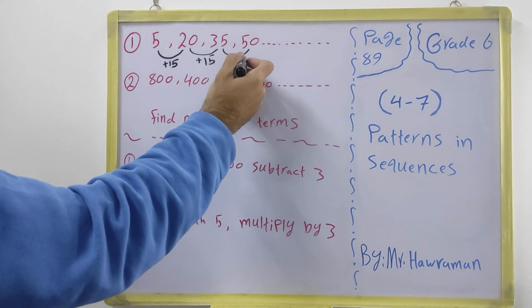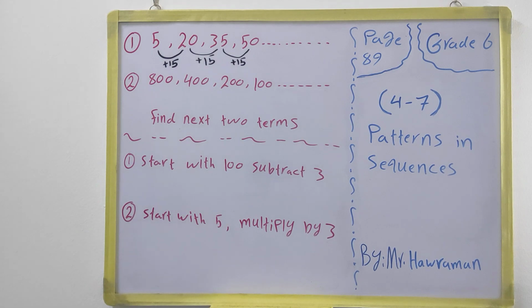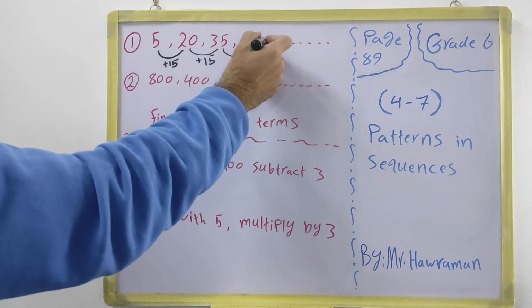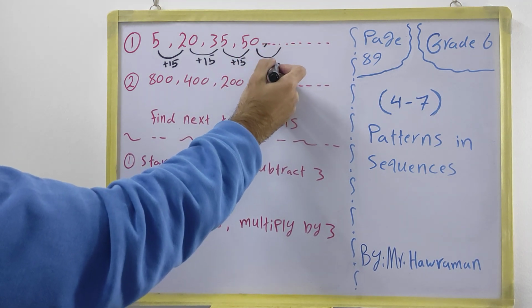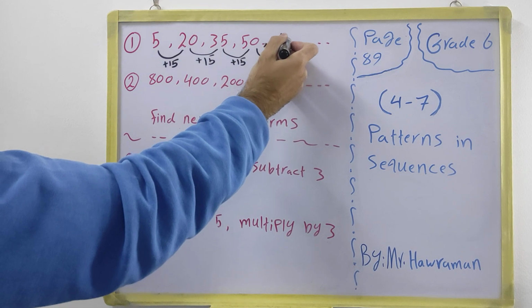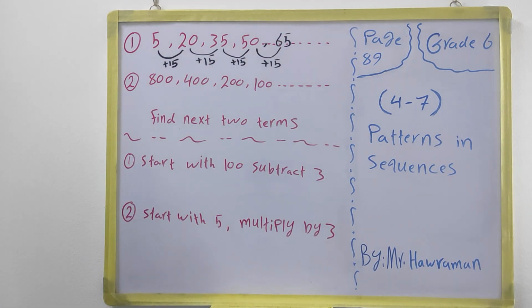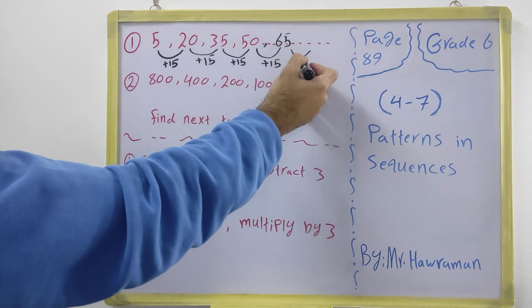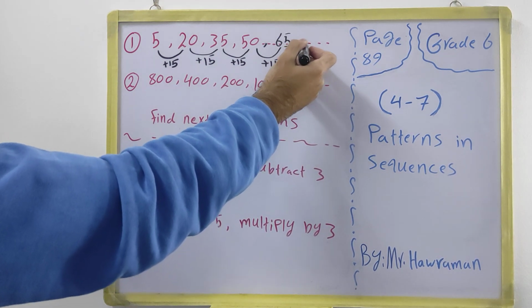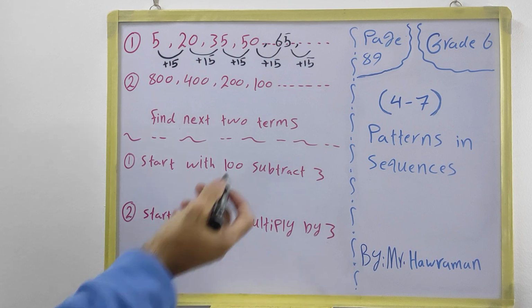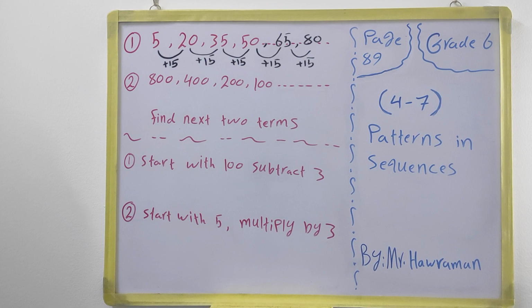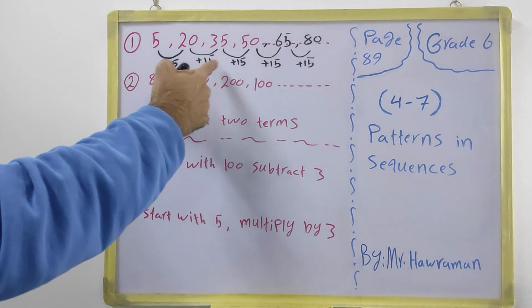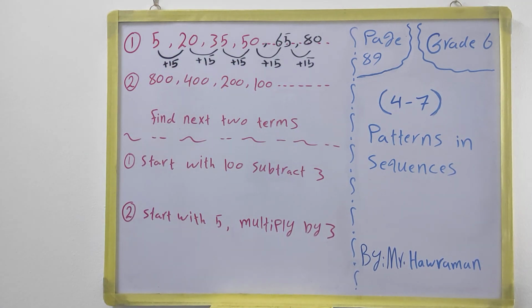35 plus 15 equals 50. So for the next term, now we can find 50 plus 15 equals 65, the next term. The term after that, again plus 15. 65 plus 15 equals 80. So the next two terms are 65 and 80. How could we find it? By finding the rule at first, then using the same rule to find the others.